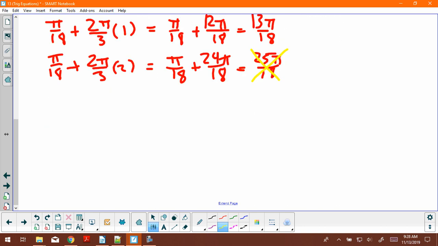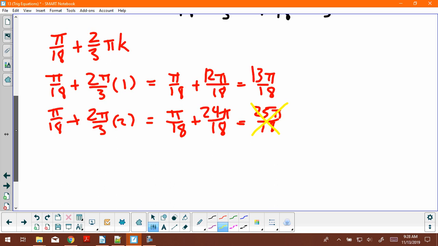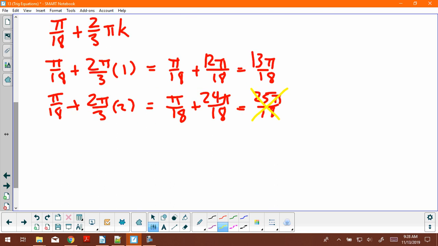But I can now go in the other direction. So I go back to my equation again. Let's try going the other way. No, that's not going to work.